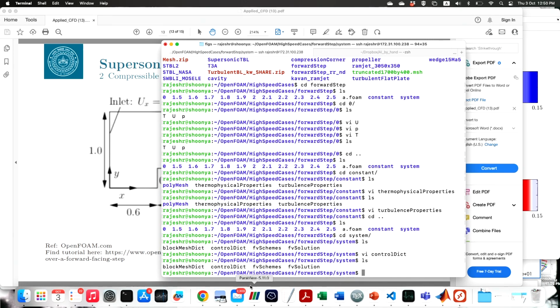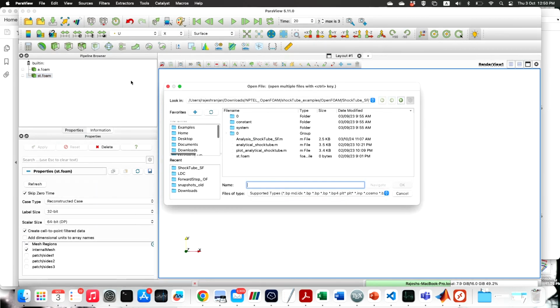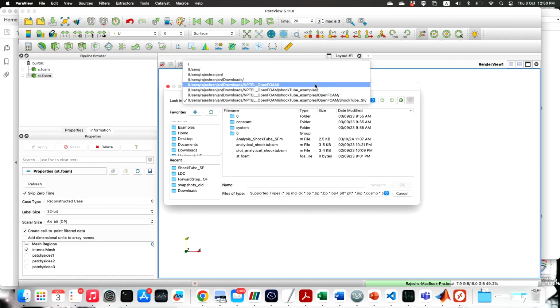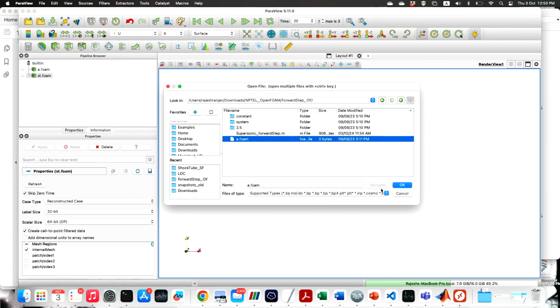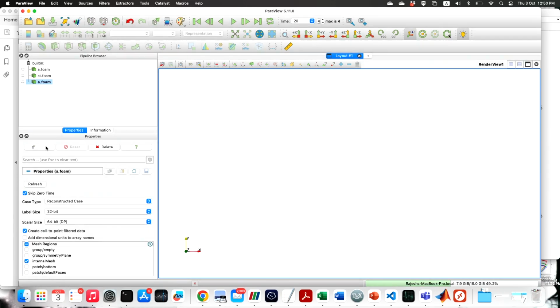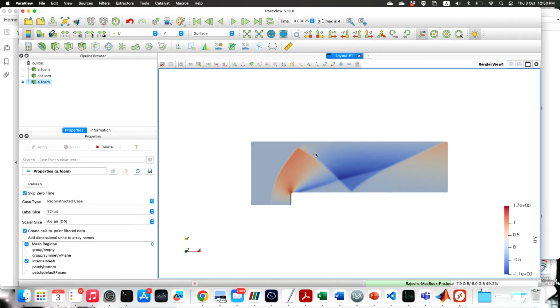I will first show you the results which I have obtained using the solver. So, this is the forward step. Okay, this is the shock structure that I was telling you.